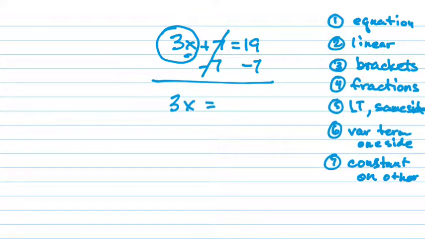But over here, what's 19 minus 7 going to make? 12. But my x is not completely by itself yet, right? Which is the whole goal. So what's the last step? Divide both sides by the coefficient. What is the coefficient in this case? A 3. Because 3x literally means 3 times x. And the opposite of multiply by 3 is divide by 3.